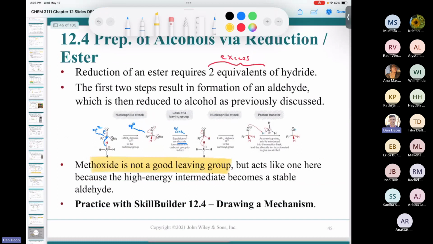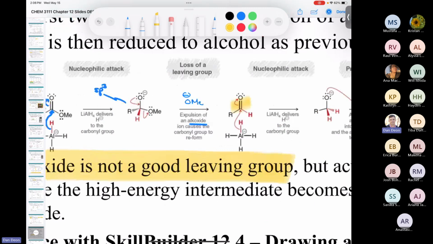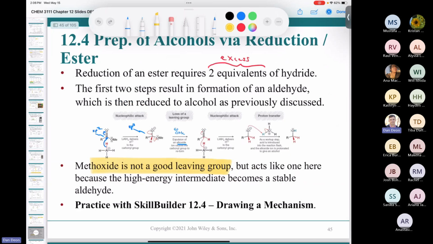The reason this step can happen is because the driving force is that you form an aldehyde in the end, which is more stable than the tetrahedral intermediate. So that's why the methoxide leaves. Again, it might be like, why would that happen? Well, it's because the high energy intermediate, the alkoxide, becomes a more stable aldehyde. Let me write this down here. High energy intermediate, that's the alkoxide, becomes something more stable, which is an aldehyde. Again, kind of weird, but there's all kinds of interesting things that happen in organic chemistry, as you know. And so there we go.